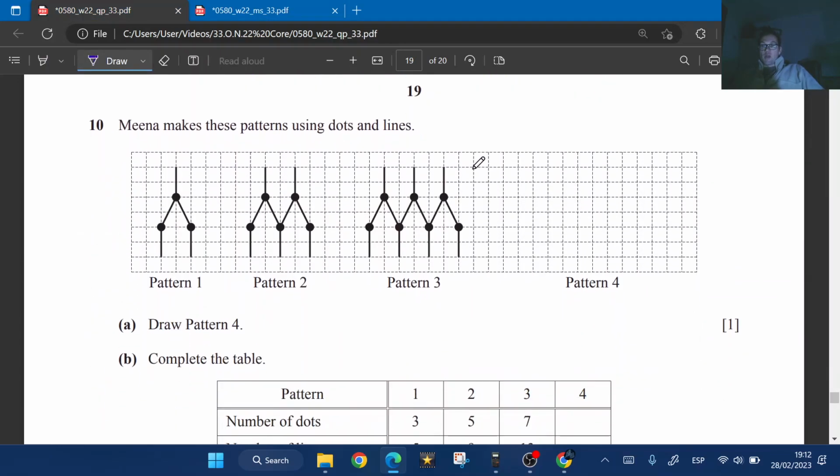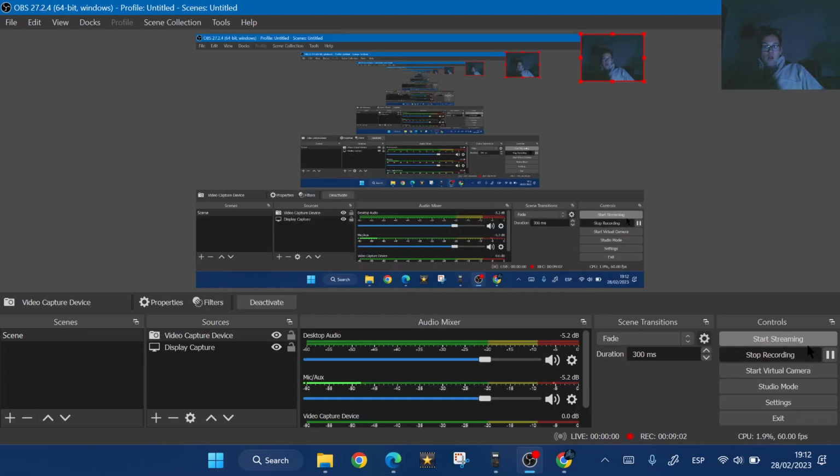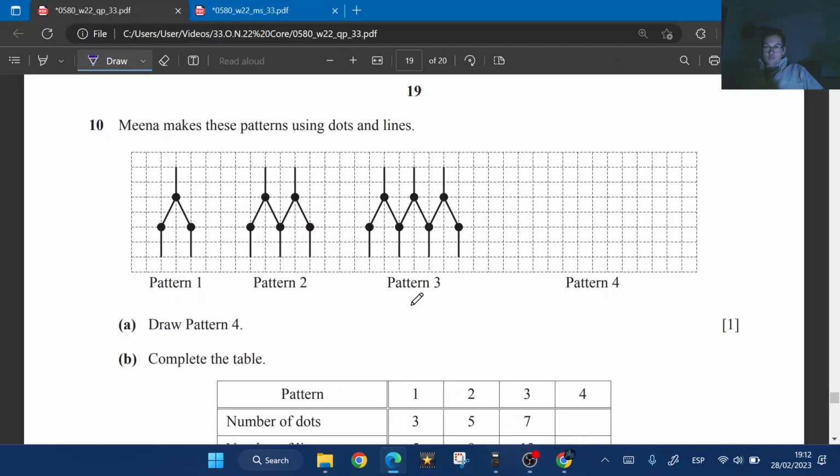Question 10. Mina makes these patterns using dots and lines. Draw pattern 4. So let's check. Pattern 4. I recommend using a pencil for this one as well. If you make mistakes, you can rub it out.